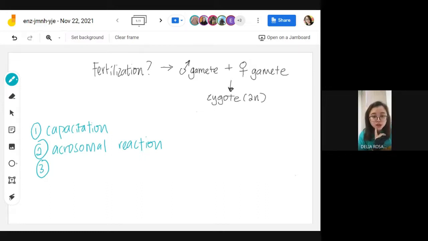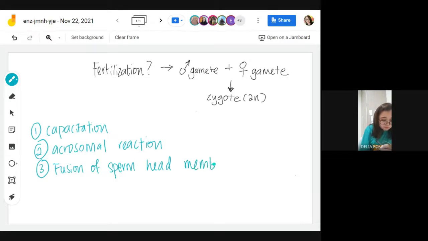Okay, so Sheila and Rahma answered in the chat. The third stage in stages leading up to fertilization is the fusion of sperm head membrane and oocyte plasma membrane. So that is correct. Fusion of sperm head membrane and oocyte plasma membrane. Very good.